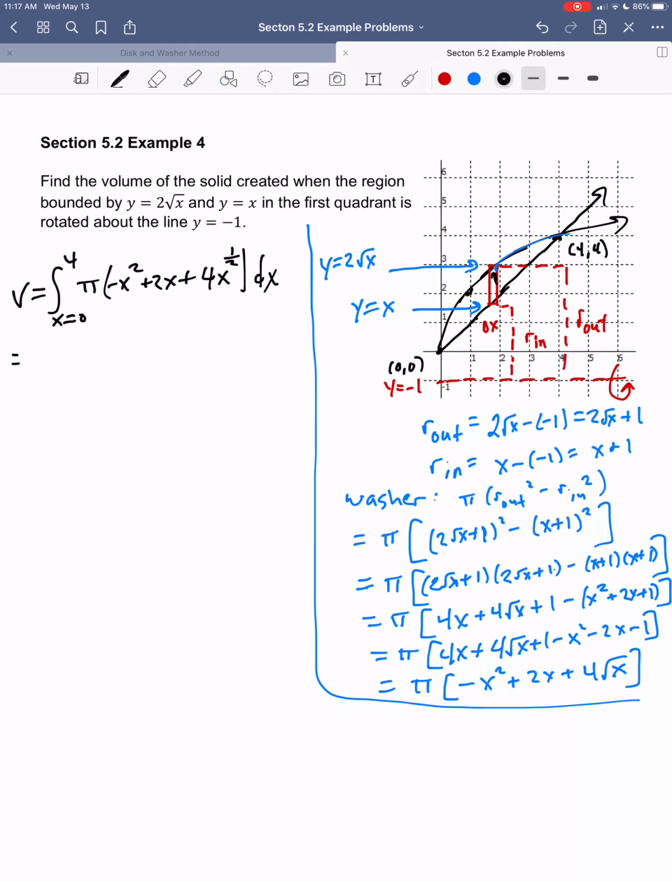So I take out the pi, and now I take the antiderivative. So negative x squared becomes x cubed, and I have to divide by 3. I'm going to get 2x squared and divide by 2. And then I'm going to get 4x to the 1/2. If I add 1, that's adding 2, so that becomes 3 halves. And then I have to divide by 3 halves. And that's going to be from 0 to 4.